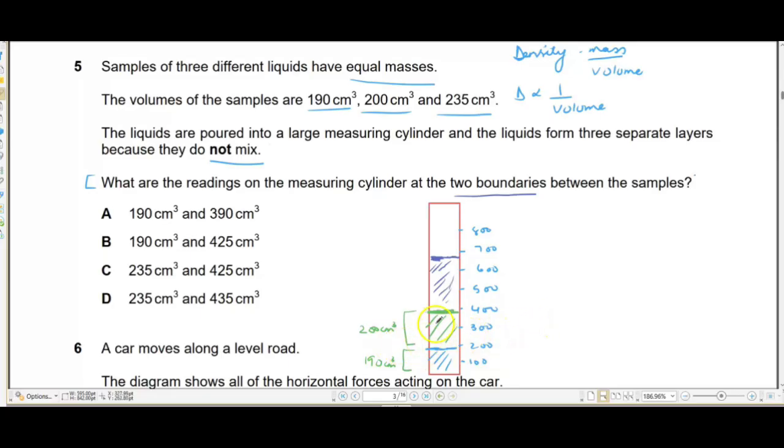Okay. And the second boundary is somewhere around 390 or something, because 190 was here and I just drew it just below 400. So this is going to be 390, right? Just below 400. So our first boundary is going to be at 190 centimeter cube, and the next boundary is going to be at 390 centimeter cube. So this is our answer. Once you've understood this, you can answer it pretty well. I've just explained the whole fact so that you know what we were doing.